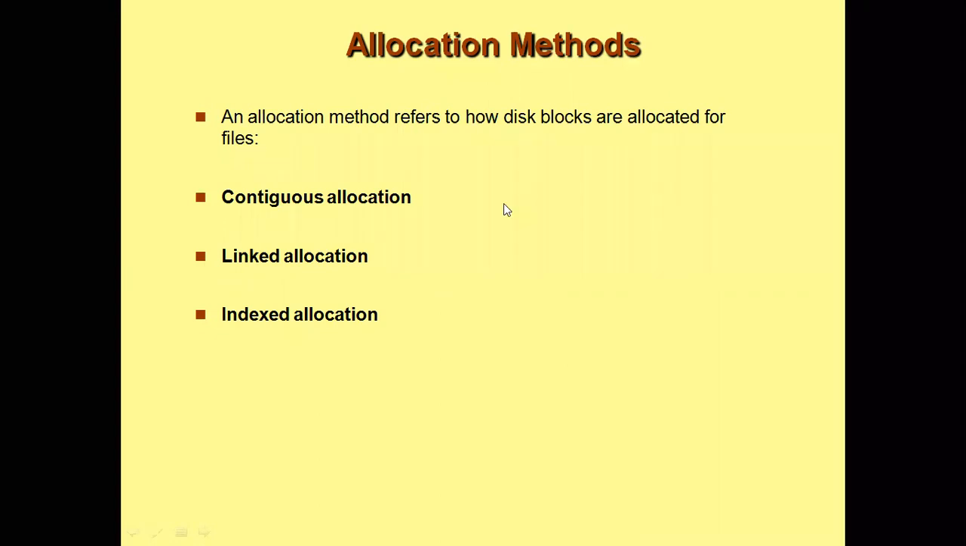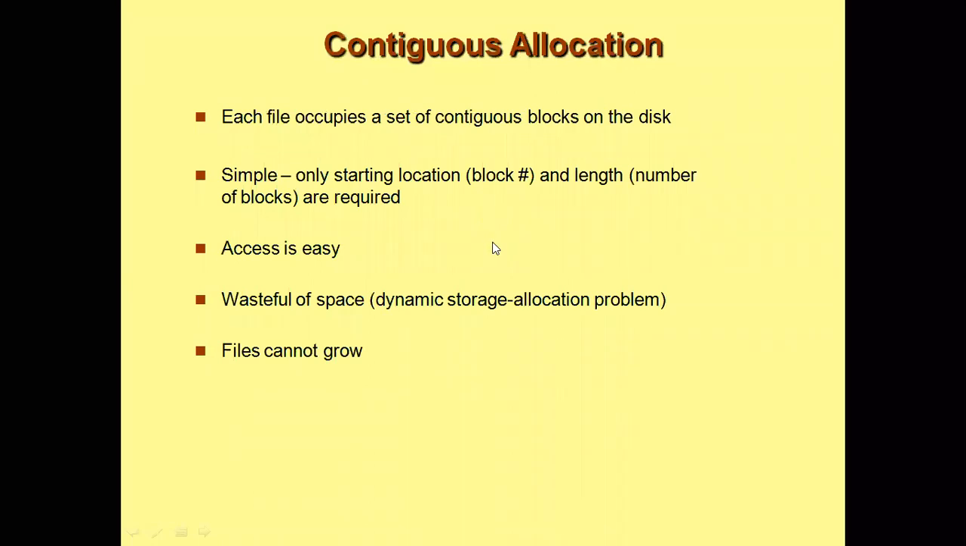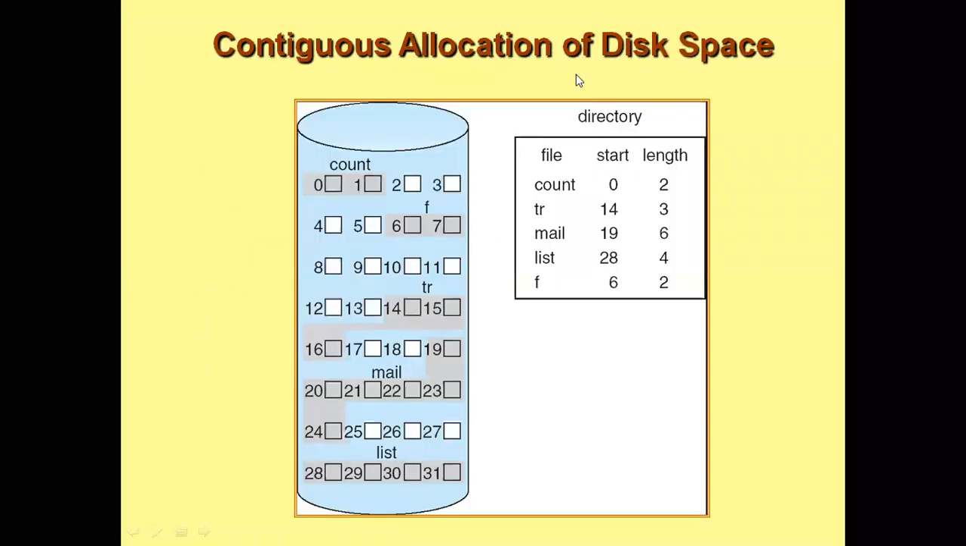Let us know the explanation for each of the allocation methods. Coming to the contiguous allocation method, I will first show you using a schematic diagram. So contiguous means continuous. Here consider this is a disk drive and you have blocks here. As you can see, there are square cells, right? So these are blocks. In the directory you have the names of each of the files, and along with the name you have the start and the length.